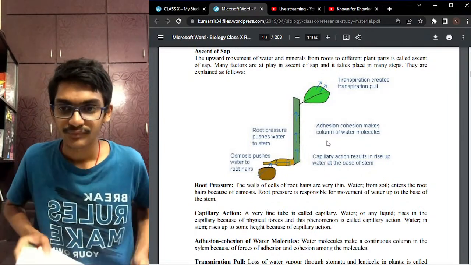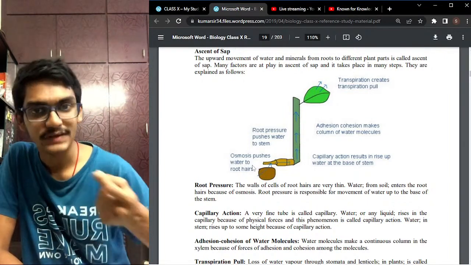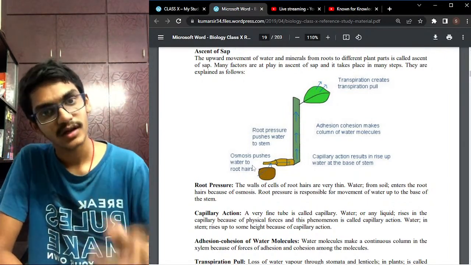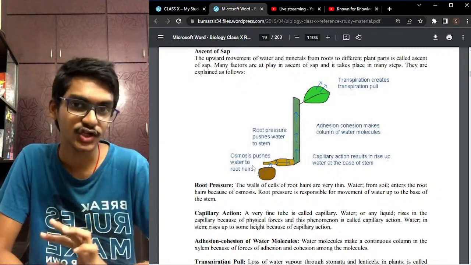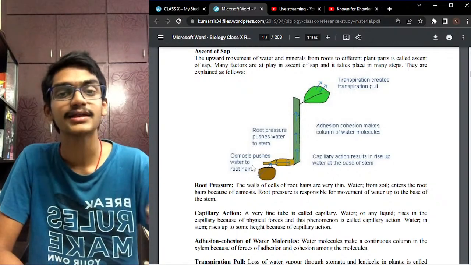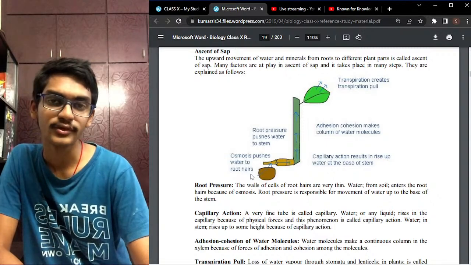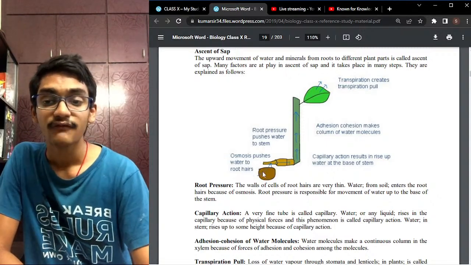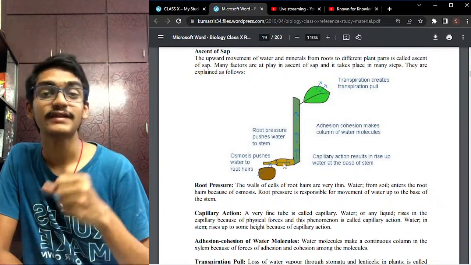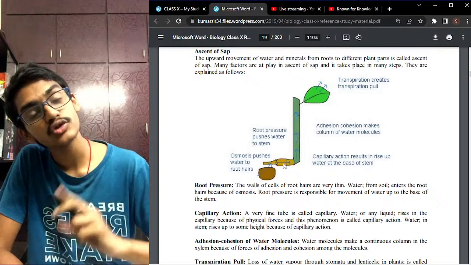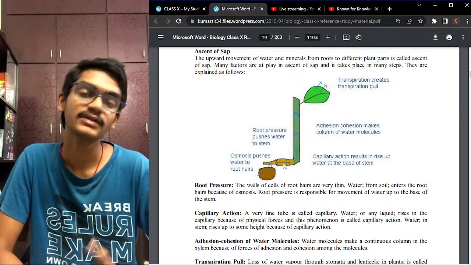If you see this ascent of sap here, first osmosis will take place. Because of osmosis, that means because of the concentration gradient, because there is a difference in pressure between the water molecules in the soil and the root hairs. So first, by the process of concentration gradient, the water is transferred to the root hairs. From there, root pressure comes into the picture. This root pressure is active during both the daytime and the nighttime. But root pressure is a slow process as compared to transpiration.